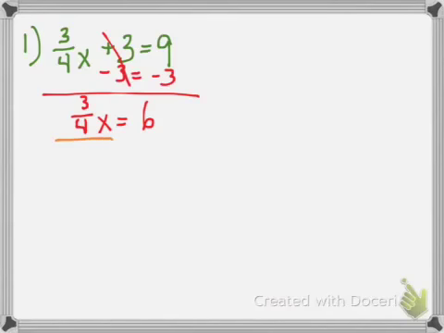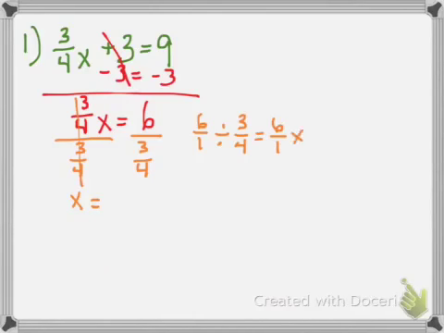I'm going to divide by my coefficient, so divide both sides by 3/4. On my left side I have x is equal to, and then on my right side I see it's 6 over 3/4, which is a complex fraction. So in other words, 6 over 1 divided by 3/4, and that's the same as 6 over 1 times 4/3, so I have to keep, change, flip.